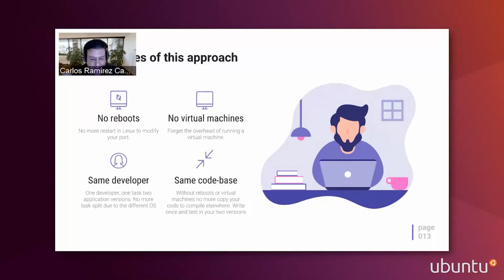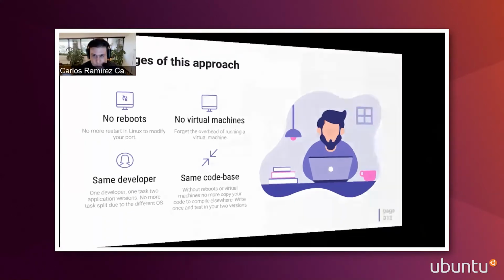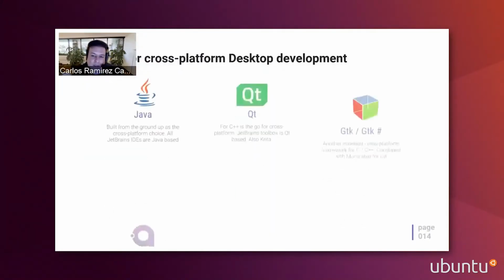The idea here is that you can see your ports side by side, and you can assign them to the same developer. You can use the same code base. I mean, you don't need to copy to a virtual machine. You don't need to send it to another developer. Everything lives in the same place. So the result is that your ports are in sync. This is what Linux users complain about every day, that the Linux ports are not in sync with the Windows one.